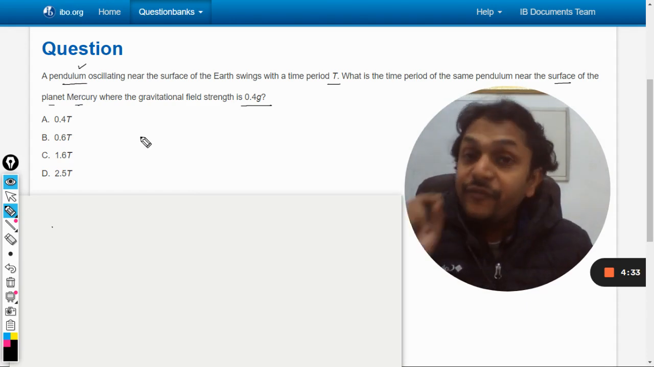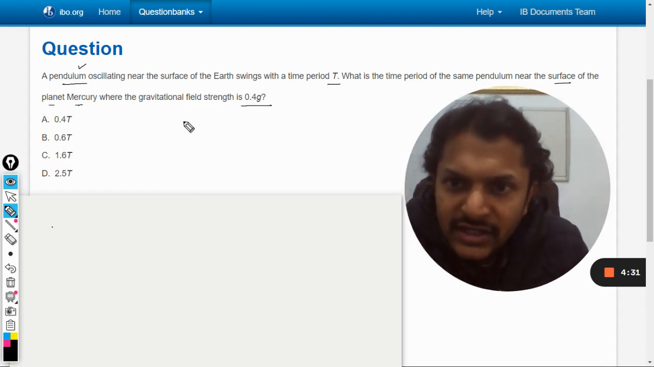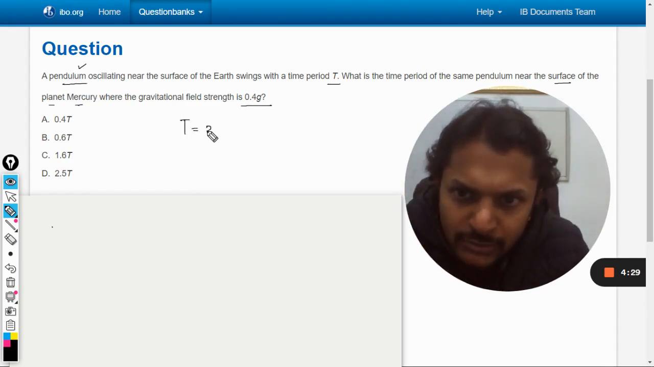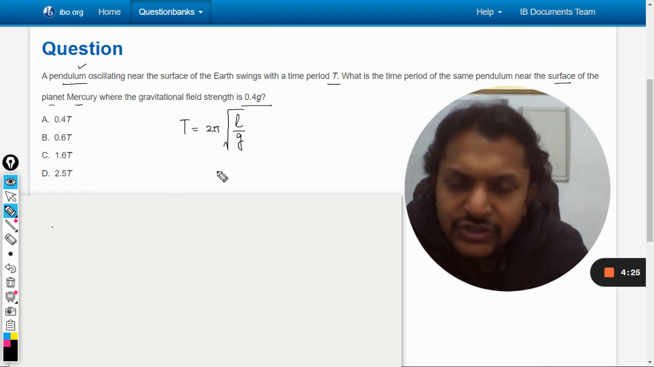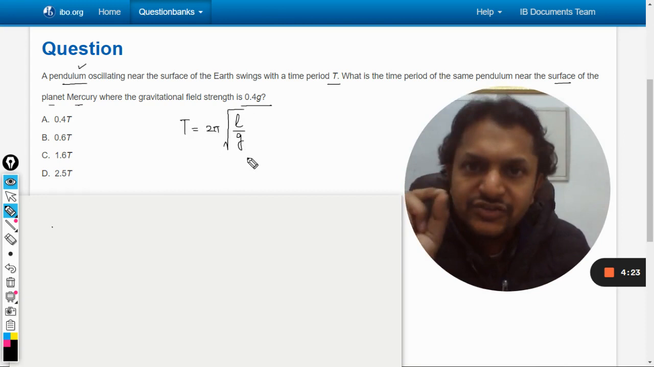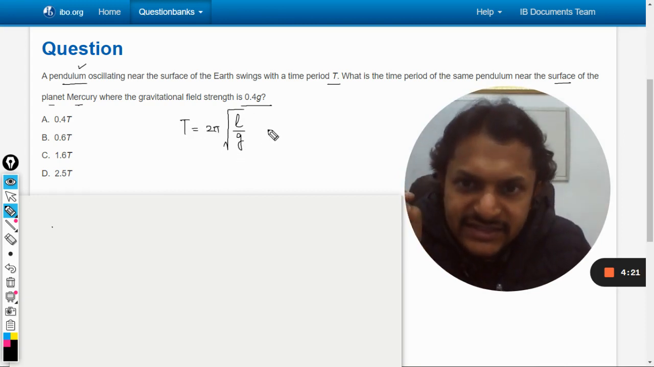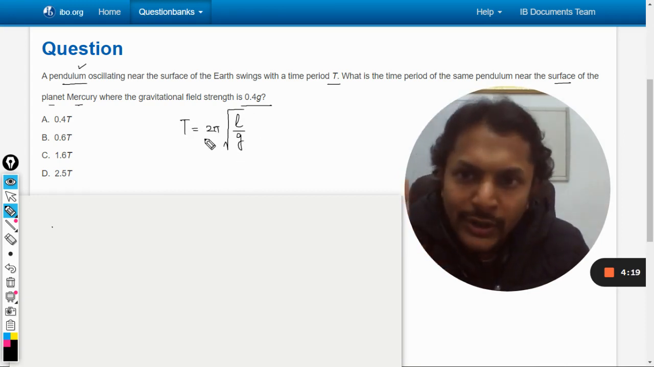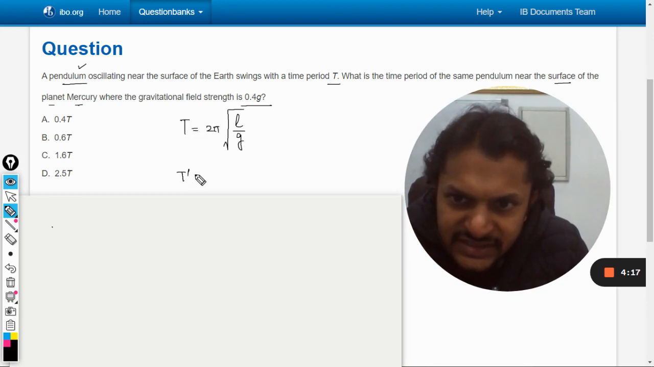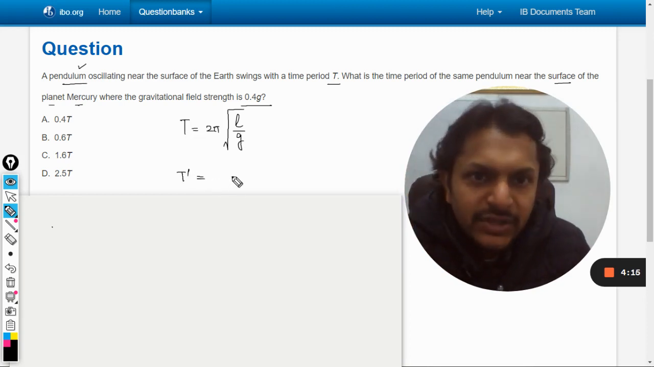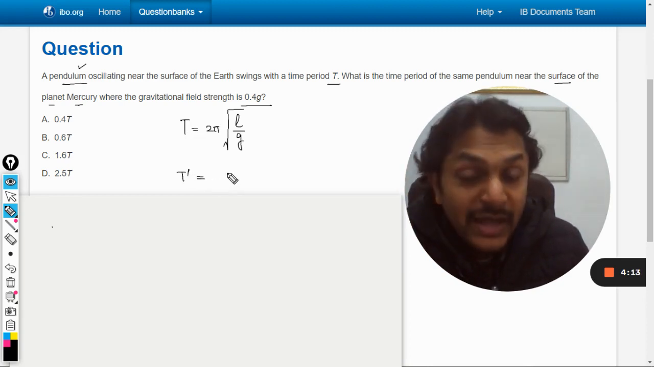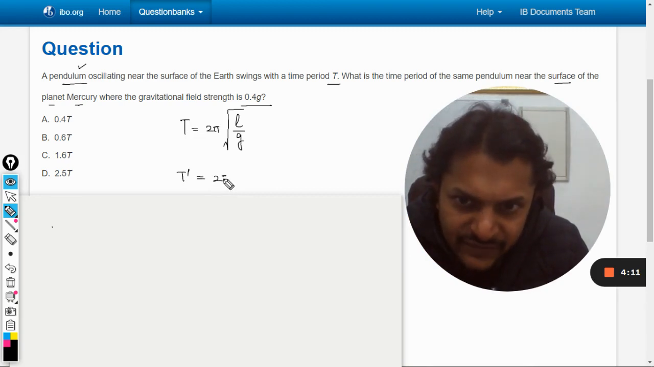We are talking about the pendulum. So the formula is given in your data booklet that the formula for the pendulum is 2 pi root of L by g. So definitely time period is dependent on the acceleration due to gravity, and this is on Earth. So I'm just going to call it T, and T dash is the time period of the simple pendulum on the planet Mercury, and that will be 2 pi.